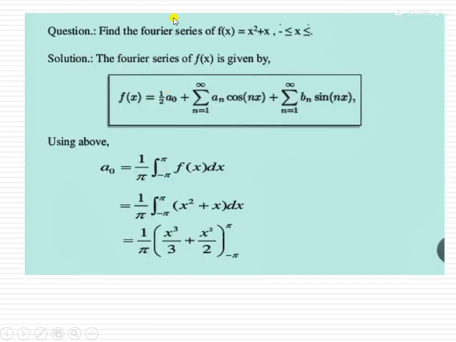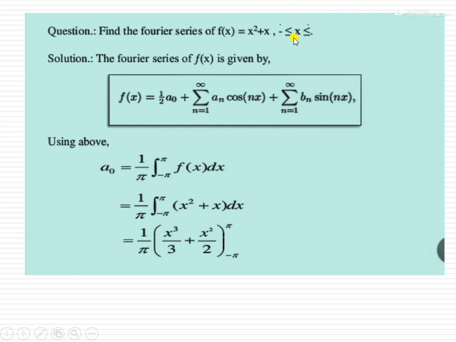Find the Fourier series of f(x) = x squared plus 2, and the interval is -π to π. There is a missing π in this question. So find the Fourier series of f(x) given by x squared plus x.